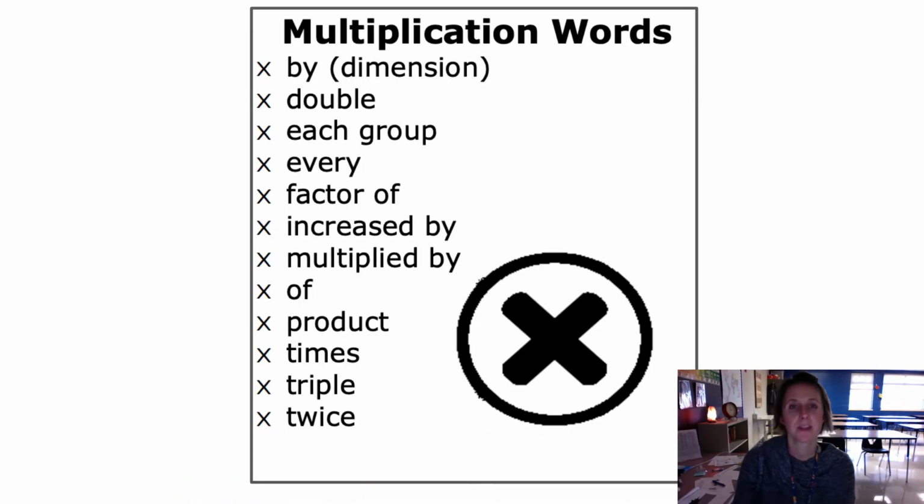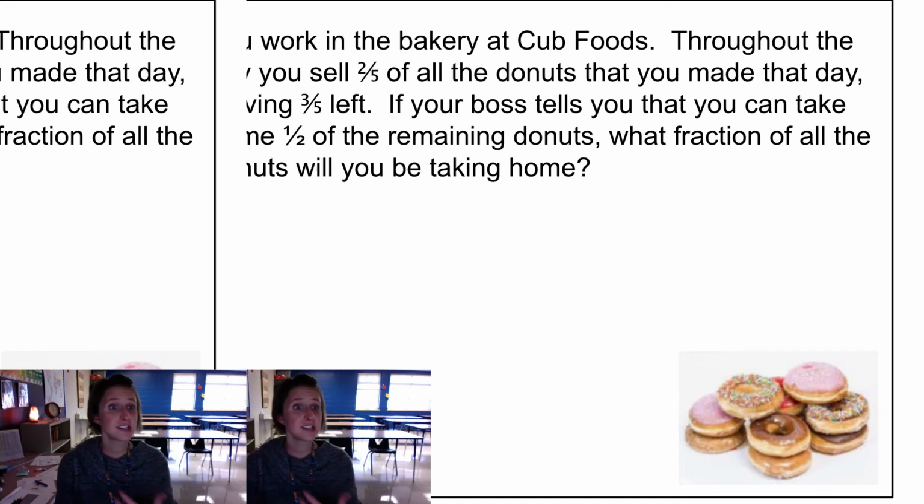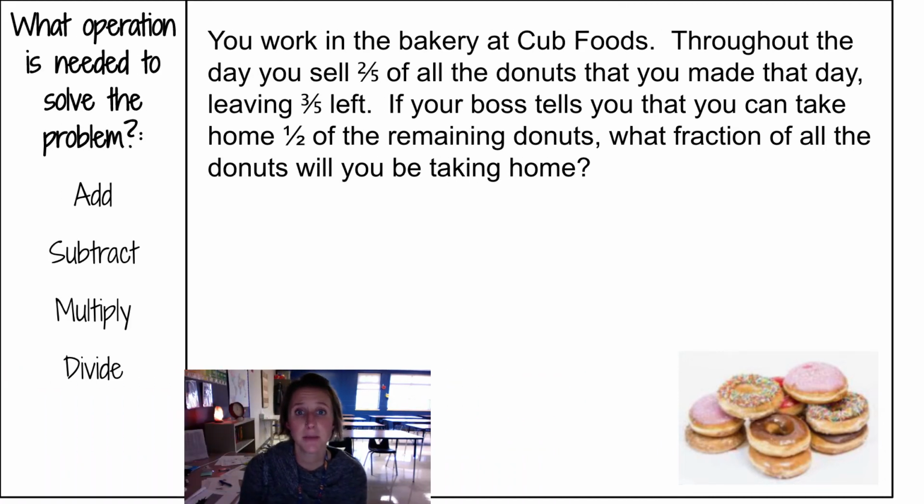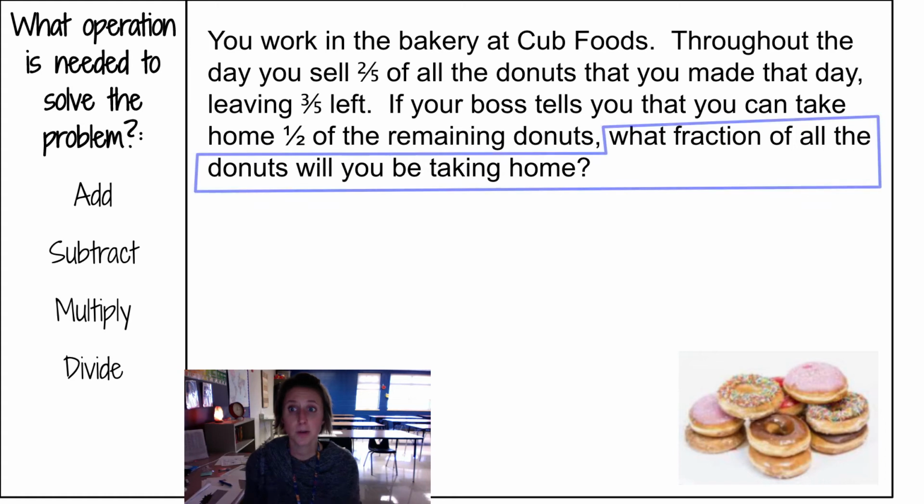Let's do another one. Write down in your multiplication box these key operation words and phrases. Pause the video. What operation is needed to solve the problem? You work in the bakery at Cub Foods. Throughout the day, you sell 2/5 of all the donuts that you made that day, leaving 3/5 left. If your boss tells you that you can take home half of the remaining donuts, what fraction of all the donuts will you be taking home? What do we have to find here? We have to figure out what fraction of all the donuts I'm going to be taking home.